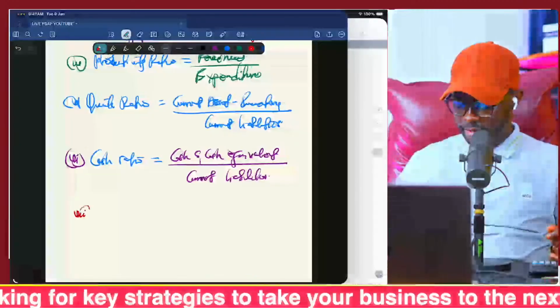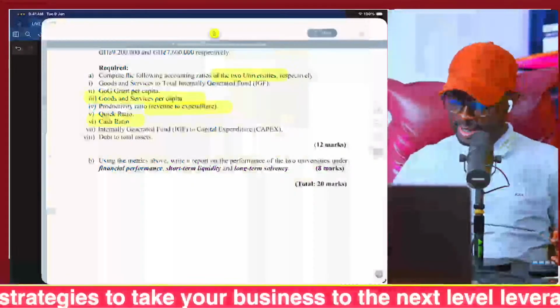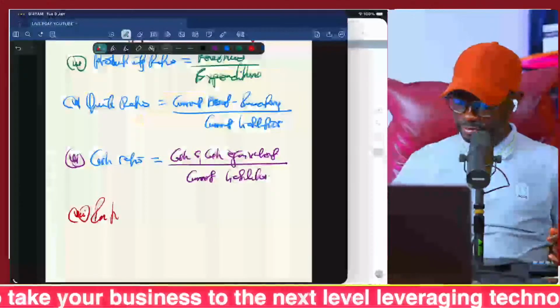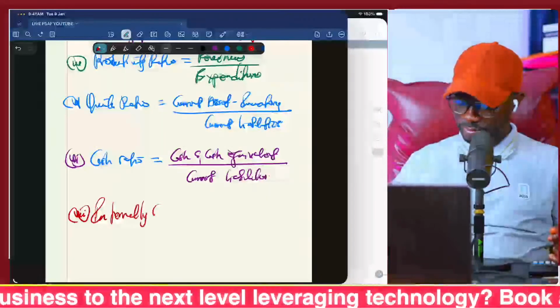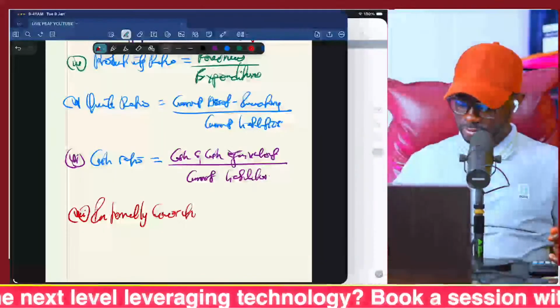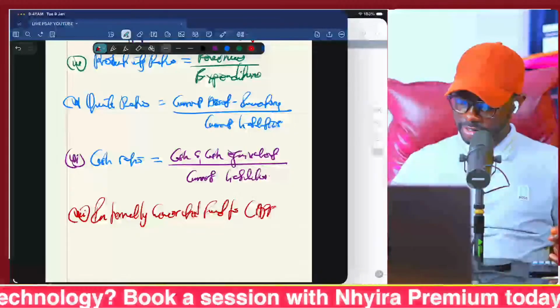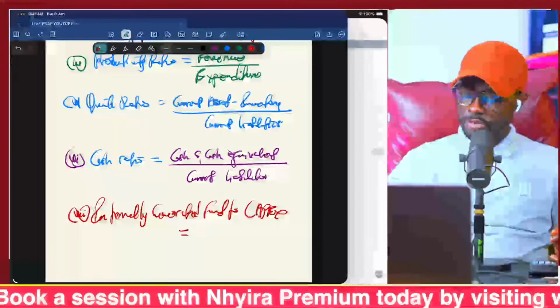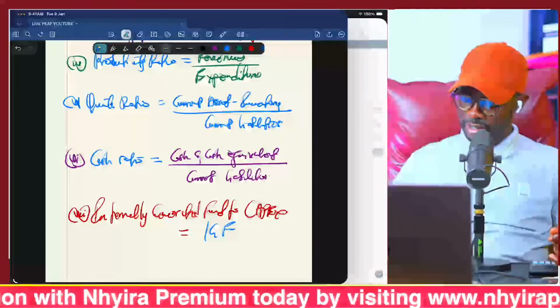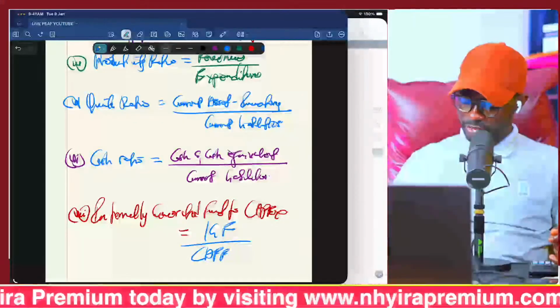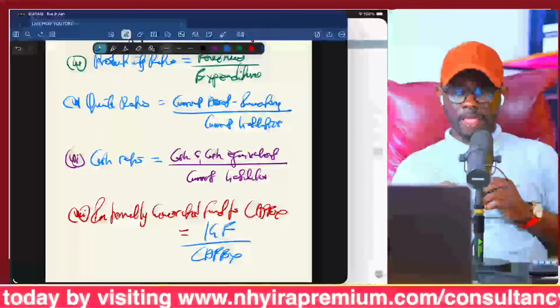So VII, internally generated fund to CapEx. That's going to be internally generated fund over capital expenditure. Now, I want you to stay with me carefully here.